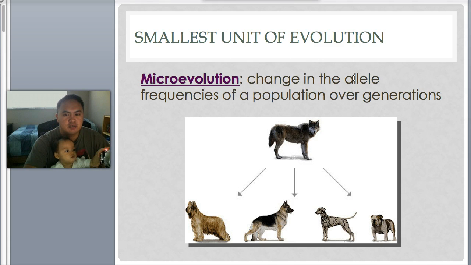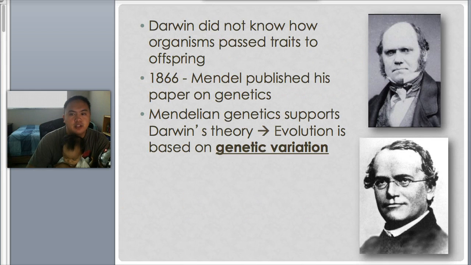This picture is of some dogs, and over time, I think this is an ancestor of a dog right here. And over time, because of environment or competition and things of that nature, the frequency can change to look more like any of these 4 dogs. That's called microevolution.